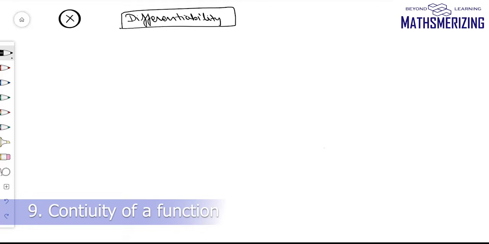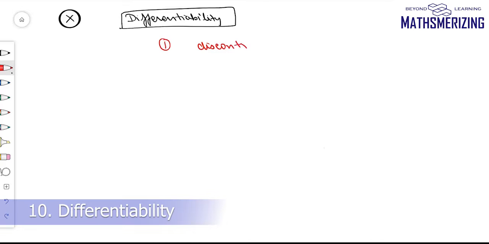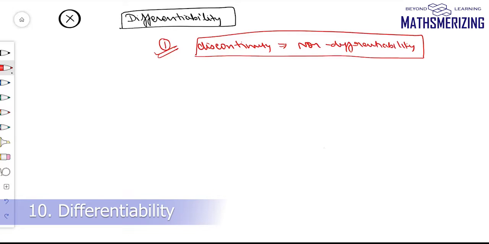Now the 10th thing that we'll decide in a graph is its differentiability, whether a function is differentiable or not differentiable. For differentiability, there are two steps. Step number 1: discontinuity implies non-differentiability. If a function is discontinuous at some point, I'll straight away say this function is also not differentiable at that point. Now, the second thing is, what if a function is continuous at a point?